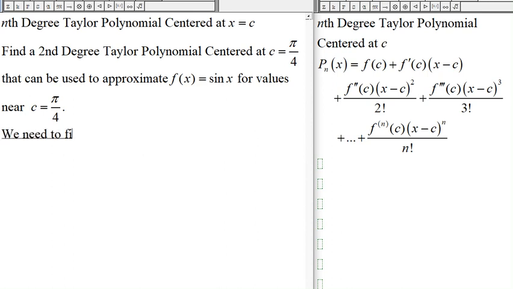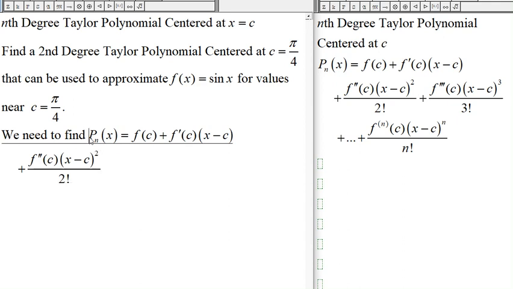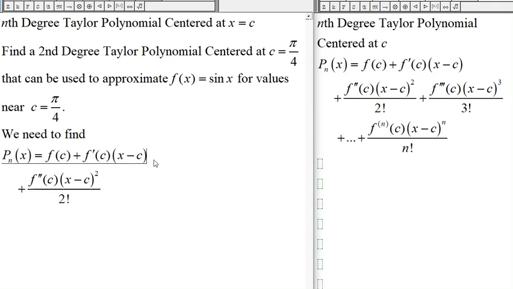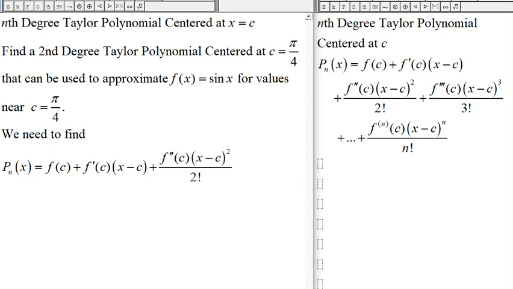So we need to find, so this is called a second degree Taylor polynomial. And in this case, c is pi over 4. And in a few minutes, when we look at the graphs, we will get a better understanding of what this pi over 4 represents. And then we need the first derivative at c, and we need the second derivative at c. And so for this particular Taylor polynomial, we're using the function f of x equal to sine of x.